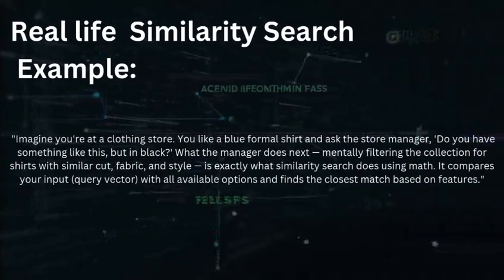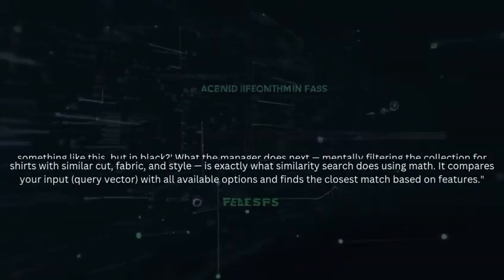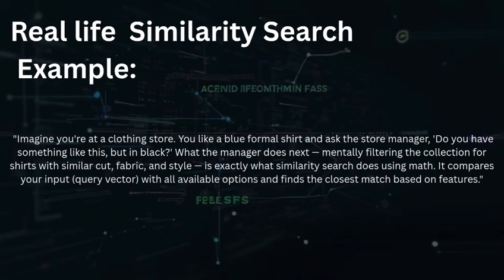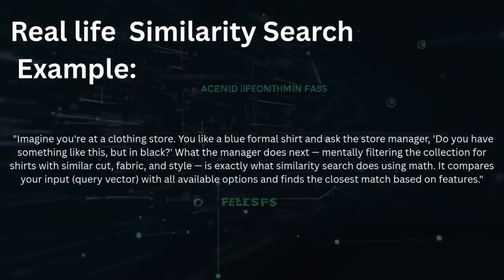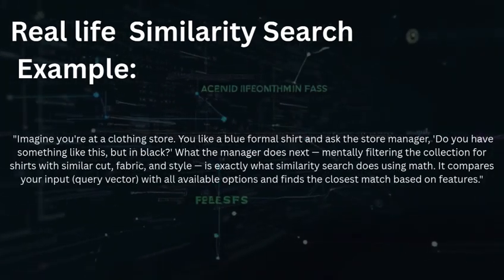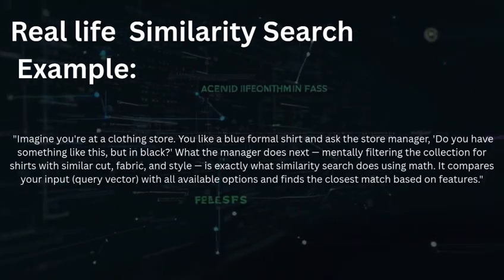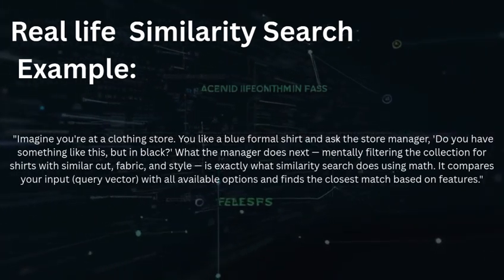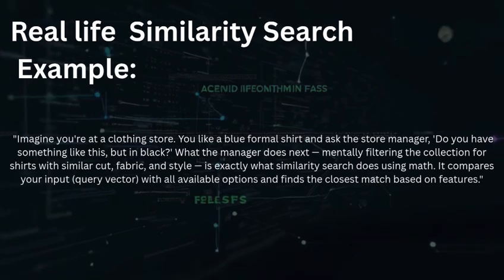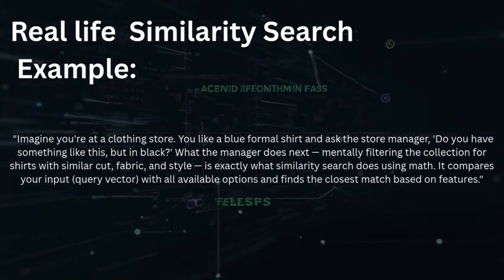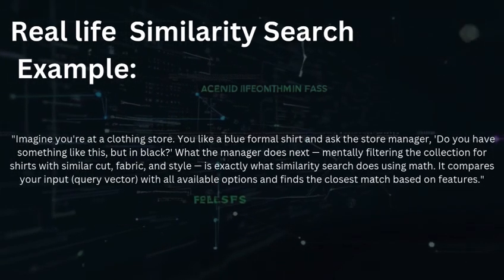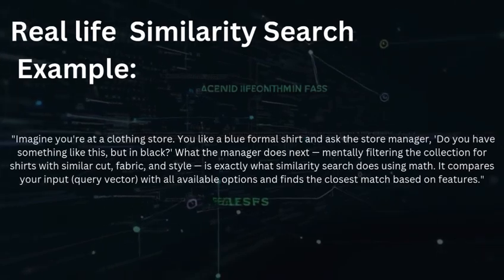The real-life similarity search example. Imagine you're at a clothing store, you like a blue formal shirt and ask the store manager, do you have something like this but in black? What the manager does next, mentally filtering the collection for shirts with similar cut, fabric, and style, is exactly what similarity search does using math. It compares your input, the query vector, with all available options and finds the closest match based on features.